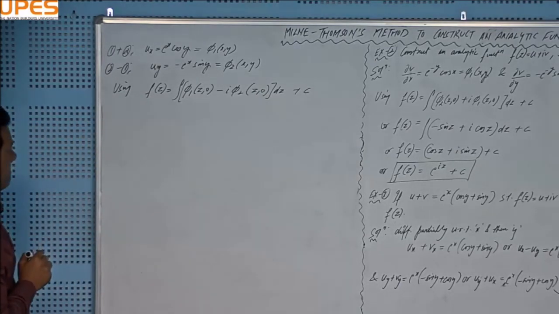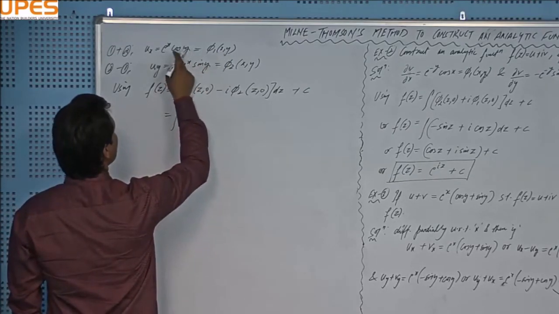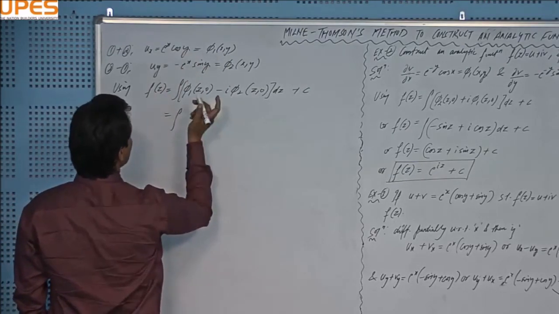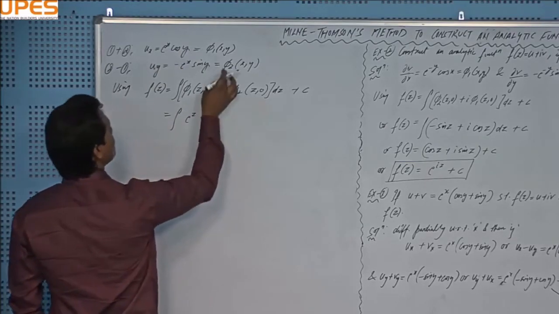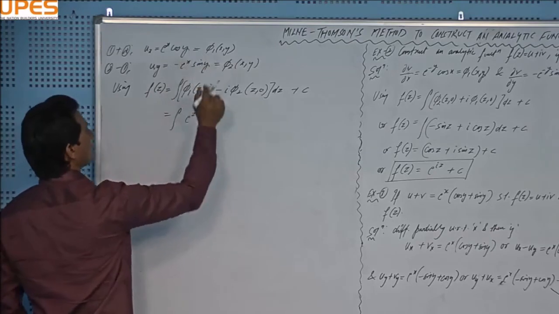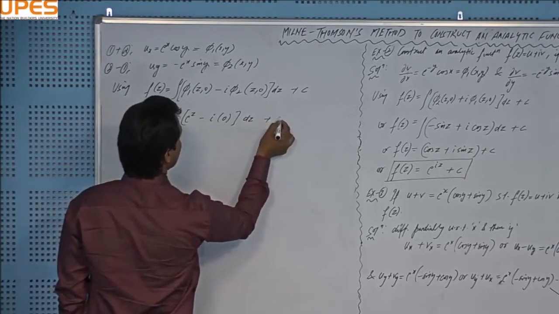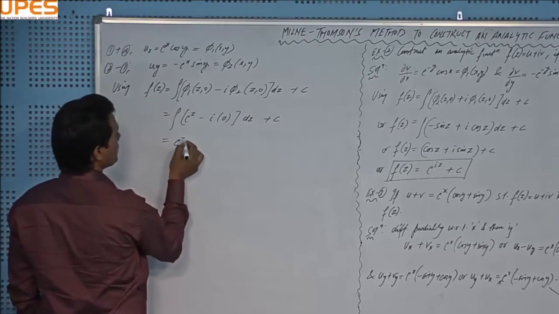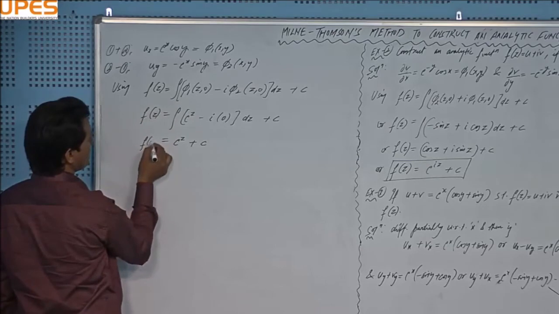Okay, fine. Then I will plug in the values of phi 1(z, 0). Phi 1(z, 0) will be e to the power z, yeah, e to the power z minus eta, and phi 2(z, 0) will be 0, dz plus c, and on integration it will produce e to the power z plus c. This is my answer, this is my f(z), right?